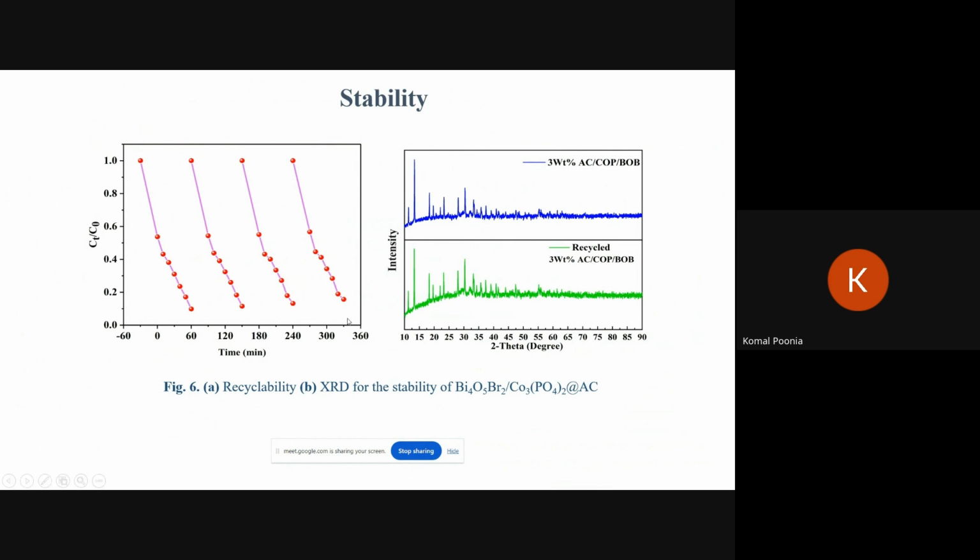In photocatalysis, it is of high importance that we ensure the stability of our photocatalyst. So after 4 cycles of repetition, the degradation was almost 7% less than the first cycle, and XRD confirmed that the crystallinity of the nanocomposite stayed intact during this time.